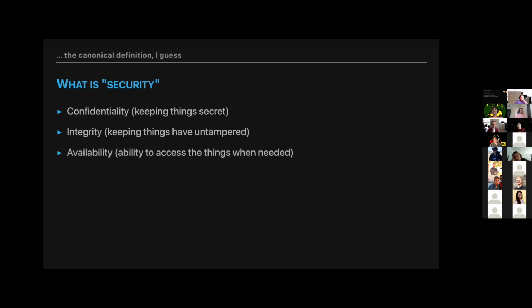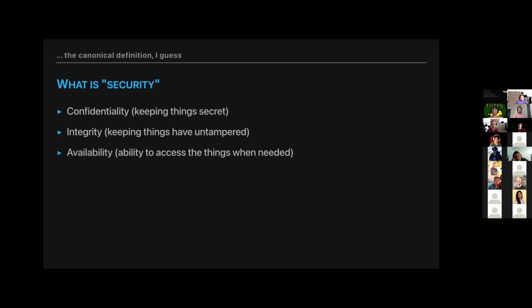So we can move on to what do we mean when we say security? Well, traditionally, we have the infamous CIA triad. I'm sure most of you have heard of this before, but for those of you that haven't, the three main pillars are confidentiality, integrity, and availability. Not authentication, not authorization.